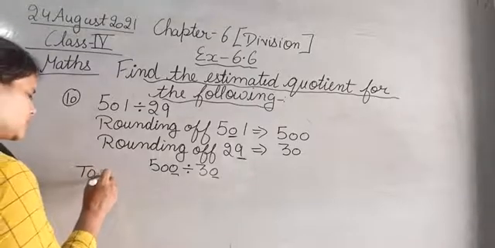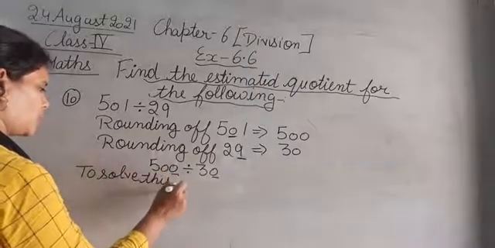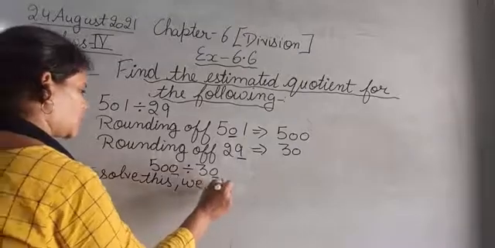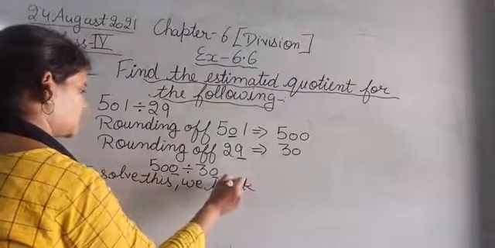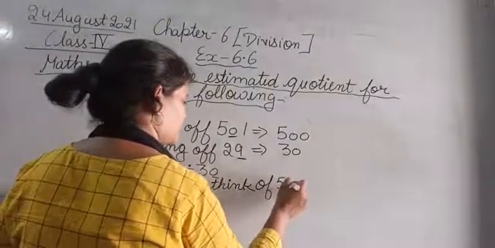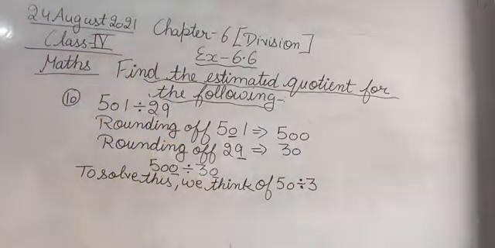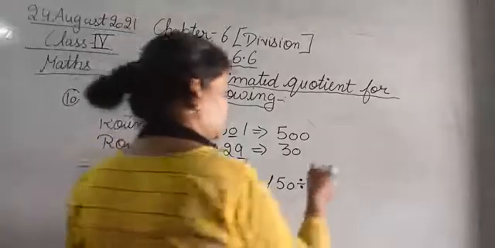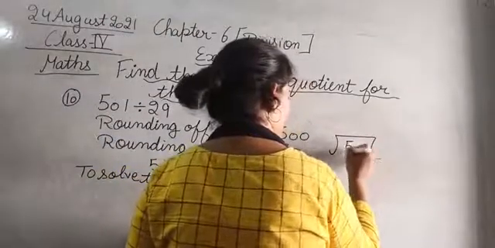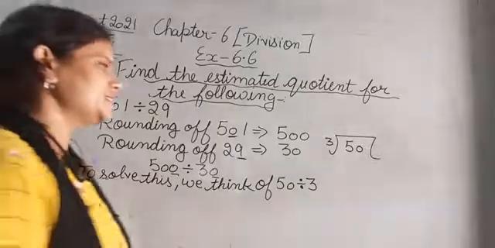To solve this we think of 50 divided by 3. दोनों में से 0 हटा दी. We will divide 50 with 3. So let's divide 50 with 3. Okay, so let's divide it.